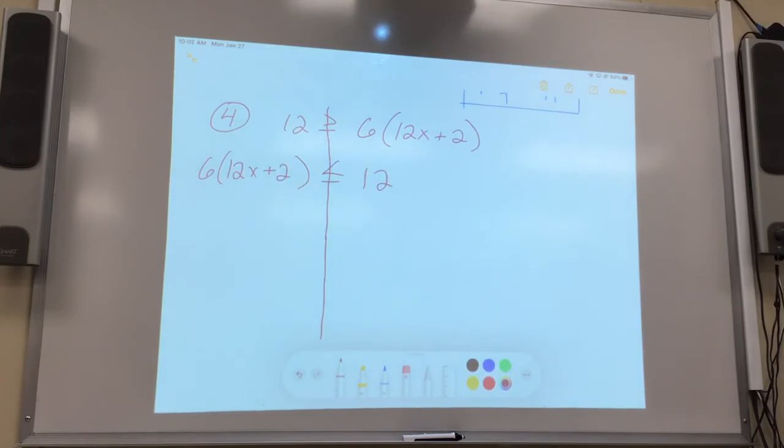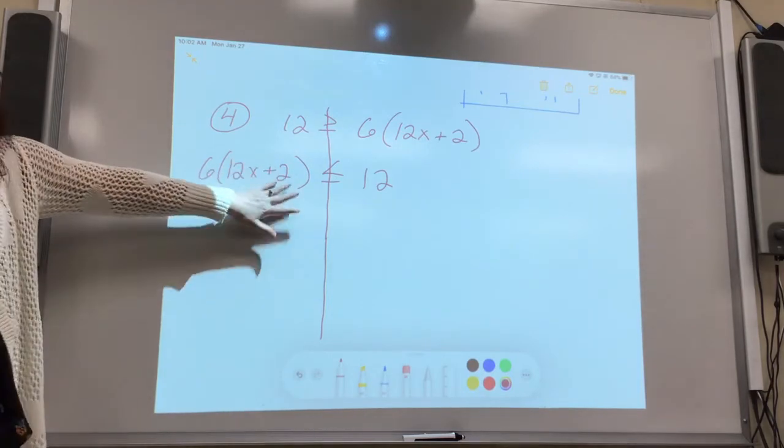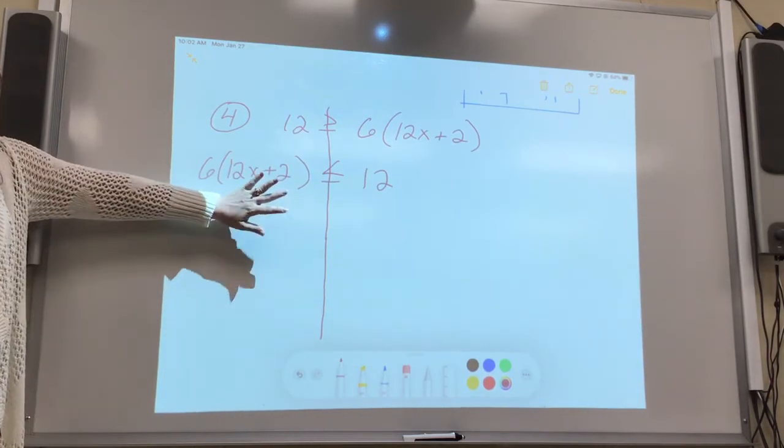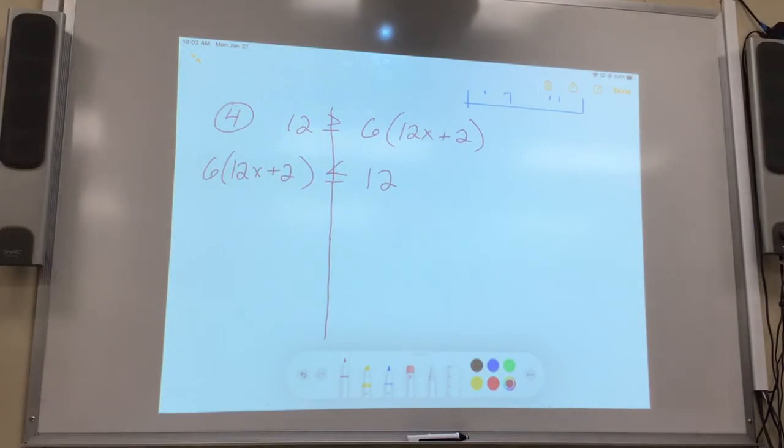Distributive property. Okay, so we're going to distribute the 6. We've got to get everything out of these parentheses. That's our first goal, is to get everything out of there. So we're going to do 6 times 12x. That's 72x. And then 6 times 2 is 12.